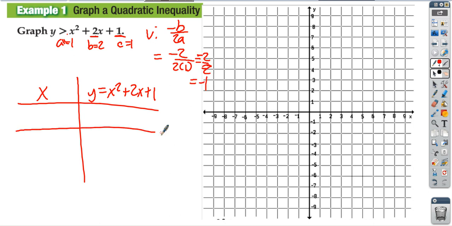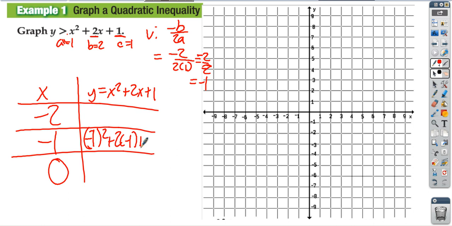So that's going to go in the middle of our quadratic function, and we'll pick one number bigger than that, 0, one number smaller than that, negative 2. And now we just plug in these numbers right here to find our y values. Okay, so in this case we'll do negative 1 squared plus 2 times negative 1 plus 1. When you solve that out, that's going to be 1 plus negative 2 is negative 1, plus 1 would be 0. So negative 1, 0.